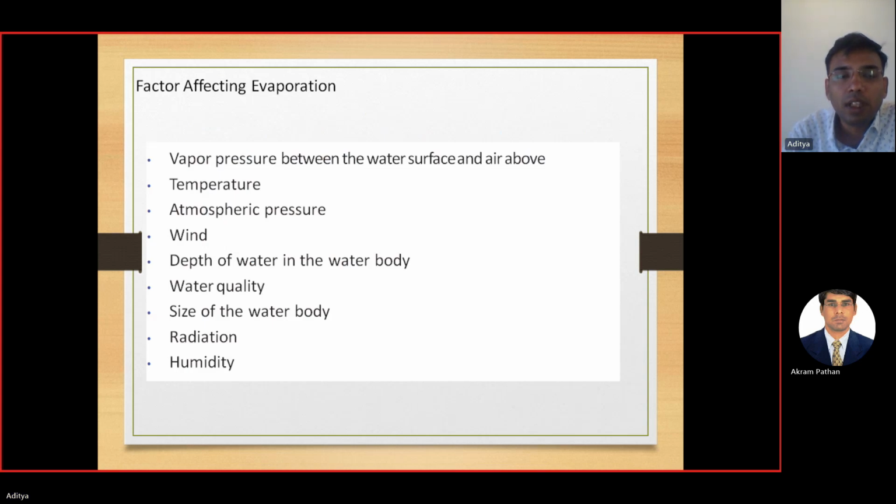Then, an important thing: what are the factors affecting evaporation? First is the vapor pressure between the water surface and the air above, then temperature, atmospheric pressure, wind, depth of water, water quality, size of water body, radiation, and humidity.